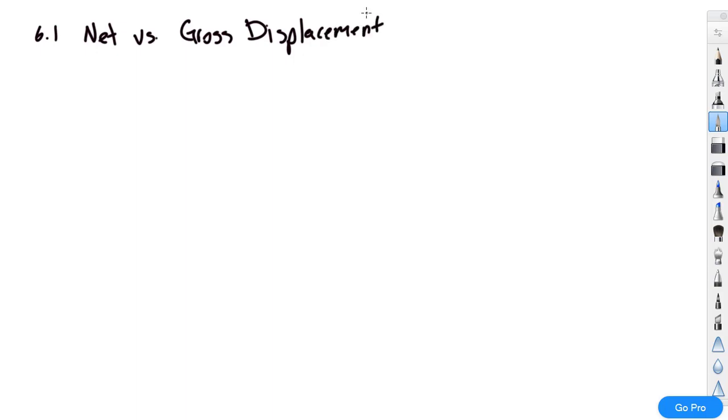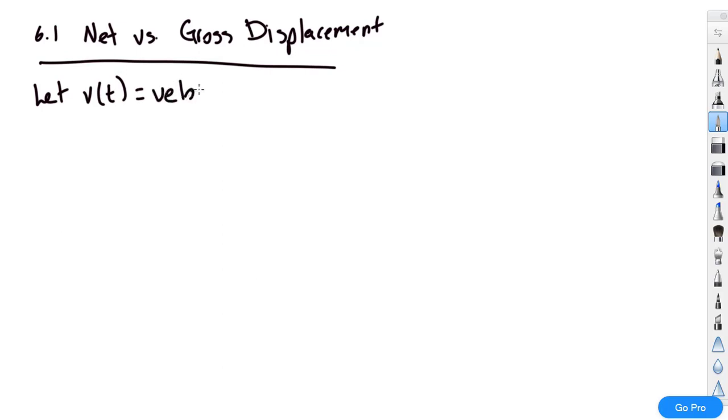All right, and just to get us started, we're going to look at a little example. In this section, we're going to let v of t be a velocity function, so that's going to equal velocity. We're going to be looking at the velocity of some object or person between time 1 and time 2. So how do I model the net displacement of a person who starts at one position and ends at another?